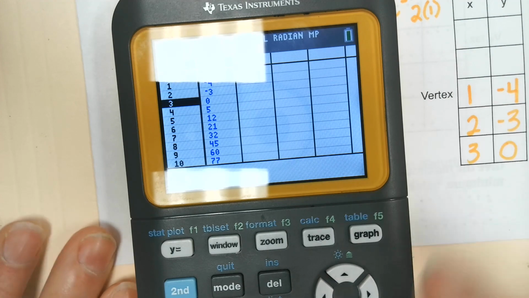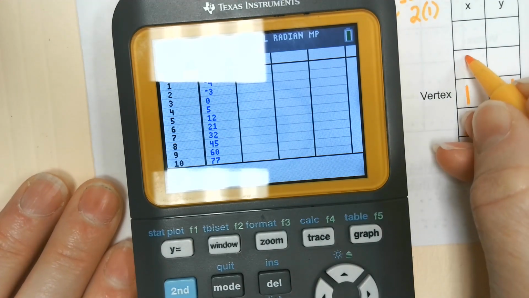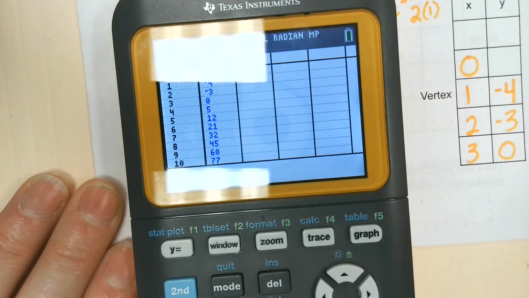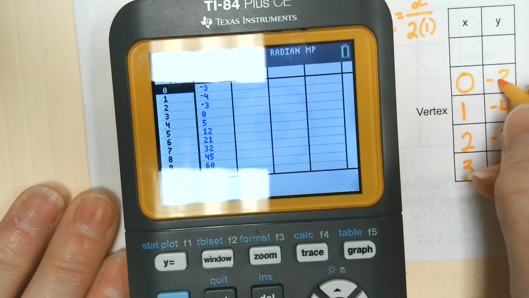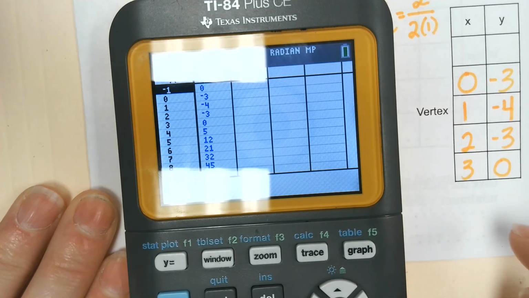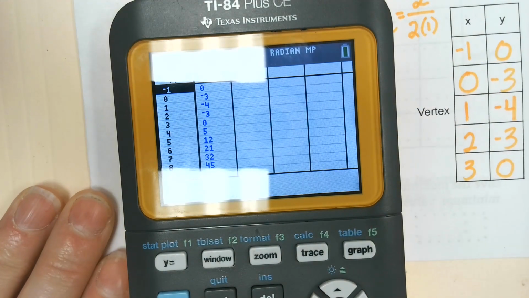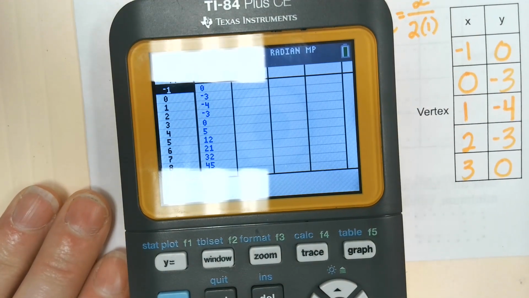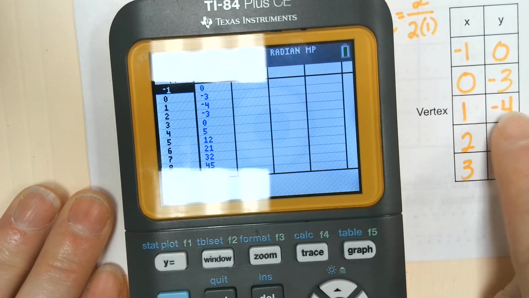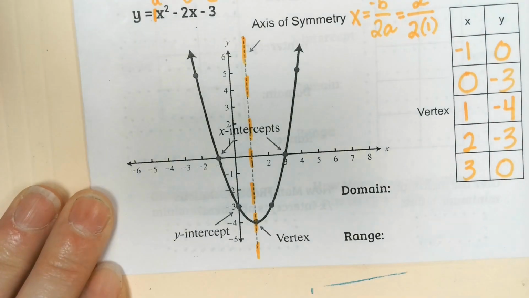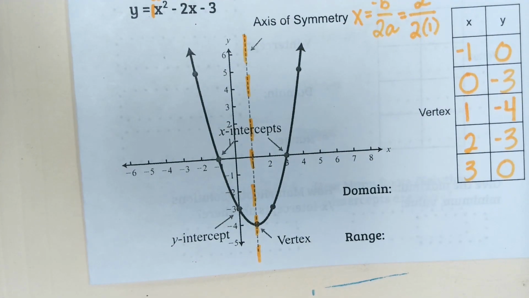Then we're going to go the opposite way. So now I need to go to what's before 1, 0. And 0 matches with negative 3. And then the next one, negative 1, 0. So the axis of symmetry is what helps us find where our starting point is, which is going to be the middle of our table. And then you're able to write the rest of your coordinates from that.